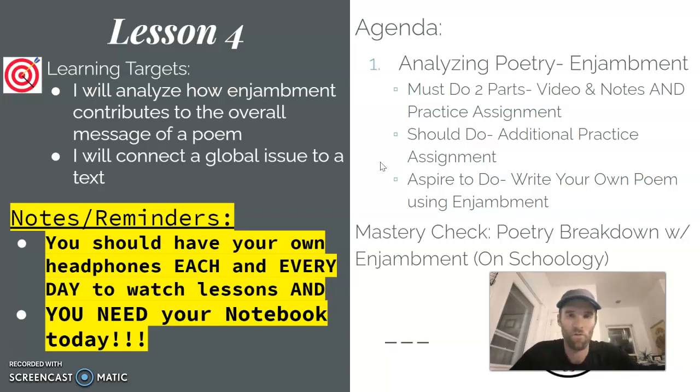That very well may be a new word for you. And so we're going to look at what that is, and also how to identify it in poetry, and why a poet might use enjambment to try to contribute to the overall message of the poem. So let's get started.